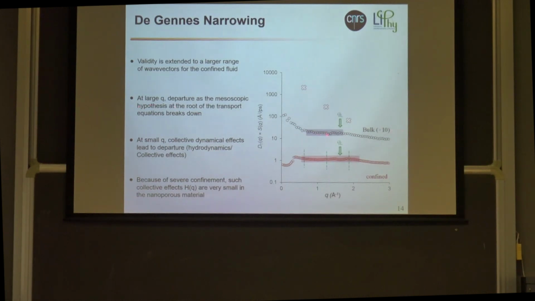In black, it's the same data, but for the bulk fluid. So it's just scaled by a factor 10 because otherwise they overlap and it's not so nice. But it's in the log scale, so it's just shifting by +1 decade. What is interesting is you see that de Gennes narrowing also works for the bulk fluid, but in fact, the range of Q values over which we observe de Gennes narrowing is smaller for the bulk fluid. So it works better for the confined fluid.